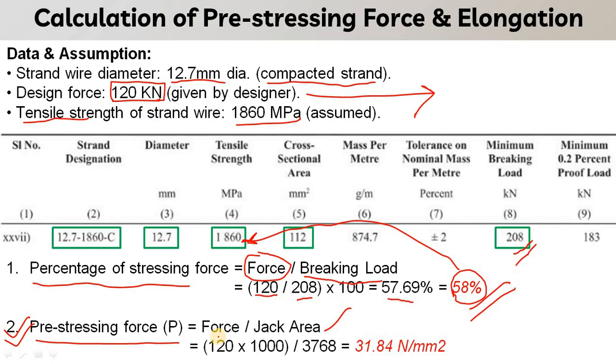So let's say the force is 120 kilonewton, that is already given by the designer. So it is converted into Newton. So we have multiplied that force by 1000 divided by jack area. So here jack area is 3768 mm square. So let me explain how this jack area is taken.